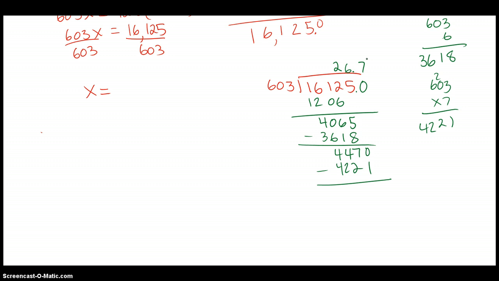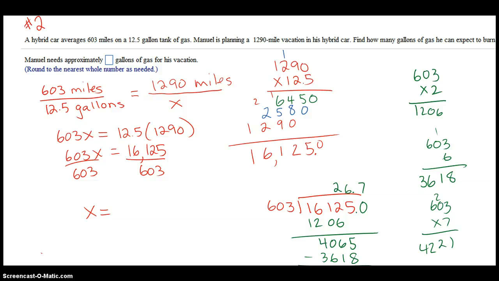And I really don't even need to subtract that, because if you look at the answer, I'm going to stop there. It asks to round to the nearest whole number as needed. So they just really want a whole number. That's the whole number. So again, circle that. If the number to the right is a 5 or larger, we make that a 7. If that was 4 or smaller, then we leave it at 26, because this is closer to 27 than it is to 26. And that's how many gallons he's expected to burn.